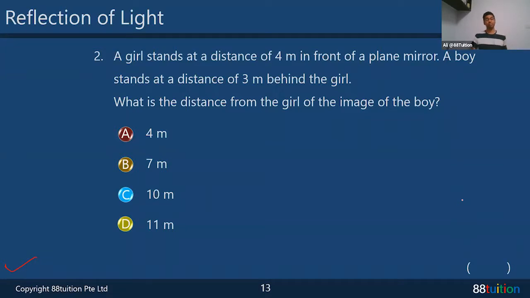It's funny because I'm receiving answer A, answer B, answer C, answer D. That means not easy. Whenever I see questions where students cannot pinpoint a particular answer, where not all of you get it right, then it's difficult. Okay, what is the distance from the girl of the image of the boy? The image of the boy is behind the mirror, right? Yes or no?